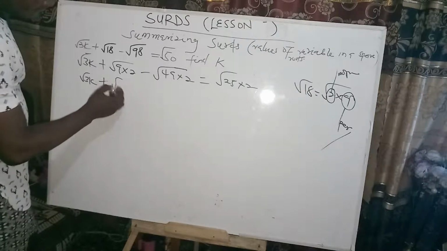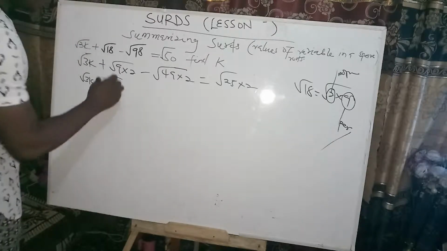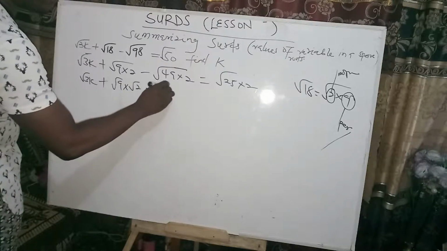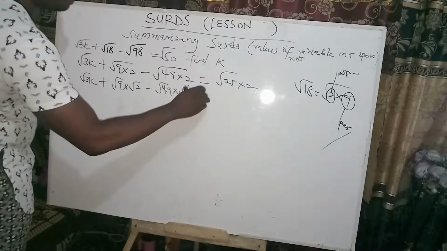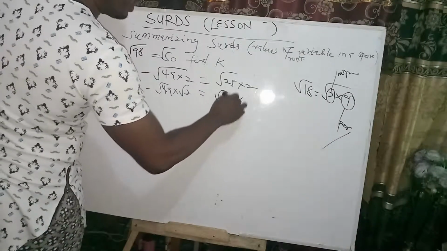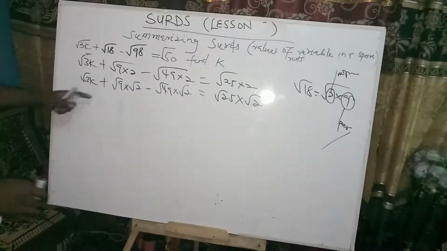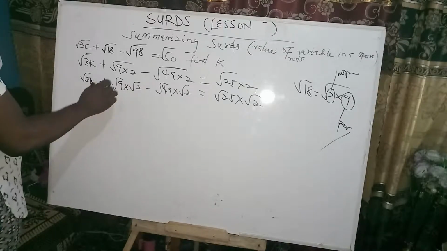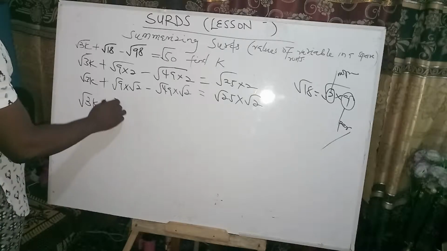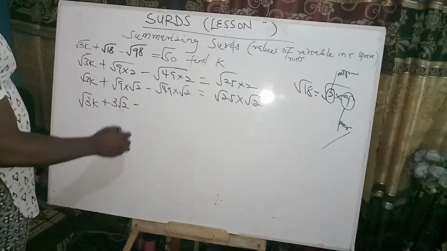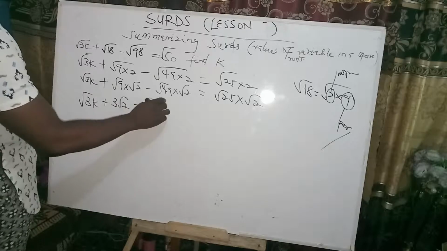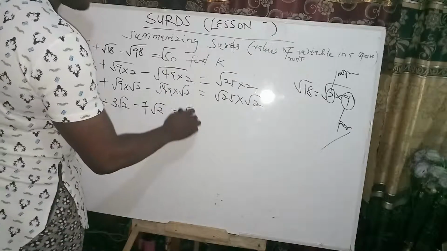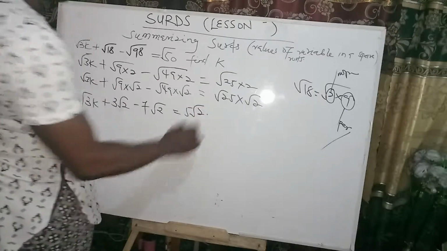Let us still split it. So I have root 9 times root 2, minus root 49 times root 2, equals root 25 times root 2. I still maintain my root of 3k plus. Root 9 gives me 3, and 3 times root 2 gives me 3 root 2. Root 49 gives me 7, and 7 times root 2 gives me 7 root 2. Root 25 gives me 5, and 5 times root 2 gives me 5 root 2.